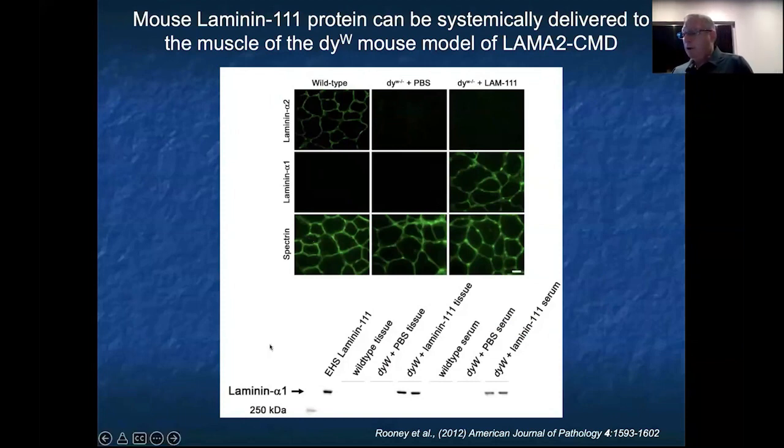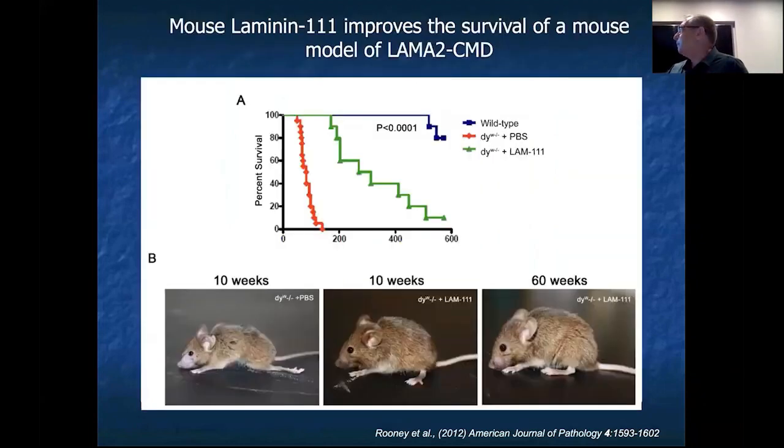And then she was able to follow the laminin from the tube. So this is the laminin in the tube, and it goes through the serum, and this is systemic delivery, and then ends up in the muscle tissue, which was really surprising to us. I mean, I didn't expect that to happen at all. So that was the first set of experiments, and it gives some history.